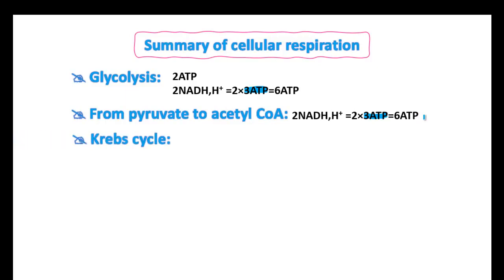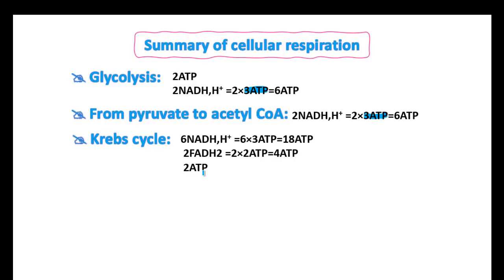And for the Krebs cycle, we said that we will have the production of 6 NADH plus, so we will multiply 6 by 3 ATP, so we will have the production of 18 ATP. FADH2 we have 2, and when they are reoxidized in the electron transport chain, they will give 2 ATP each, so we will end up with 4 ATP. And lastly, we have the 2 ATP that are not going to be converted.